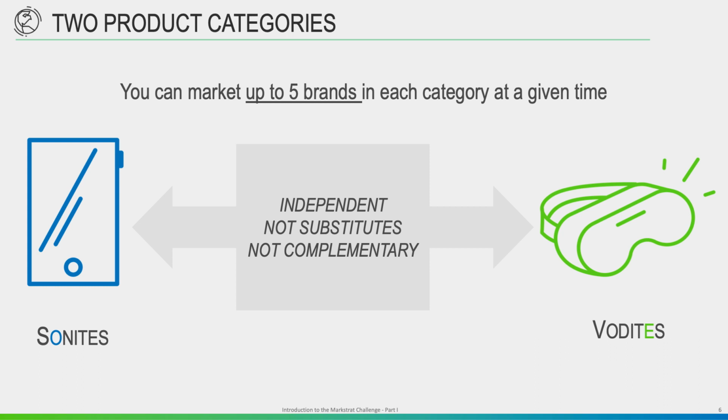Firms in Markstrat are likely to develop a second product type, Vodites, basically coming from a technological breakthrough made in the space industry. Both markets are completely independent in terms of demand, technology, and manufacturing. They're not complementary in any way, and there's no substitution from one to the other. You're able to introduce up to 5 brands in each one of them at a time, but more on that soon.